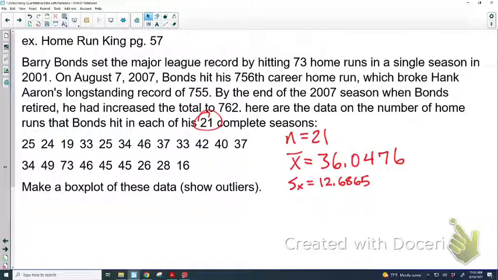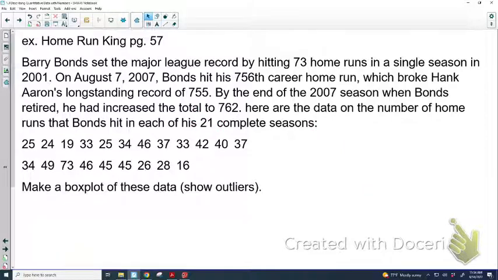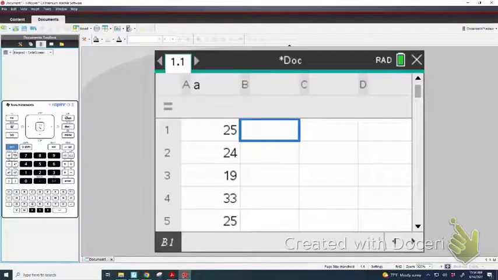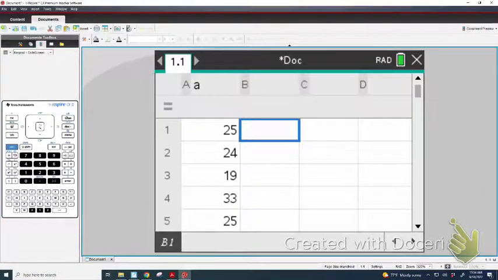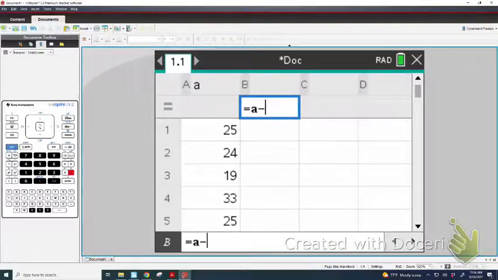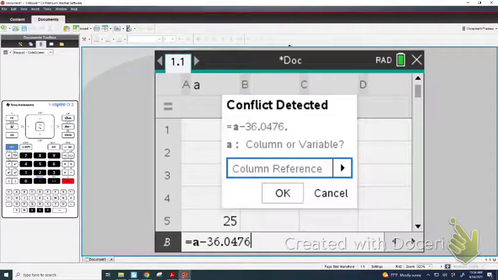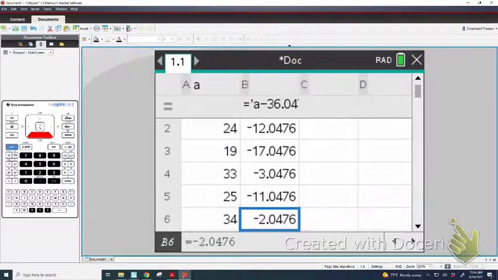So let's look at the calculator for a second. If you go to the calculator and you type in all your numbers, we could derive this by hand. So you come up here and we want to go each x value minus the mean. So I named all my x's A, as you see at the top right here. So I'm going to go A minus the mean, 36.0476. A is a variable, and these are all deviations here.